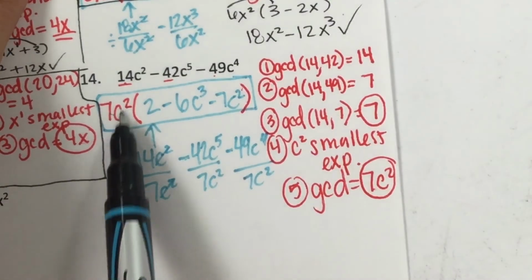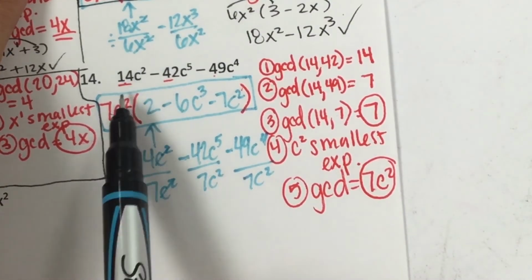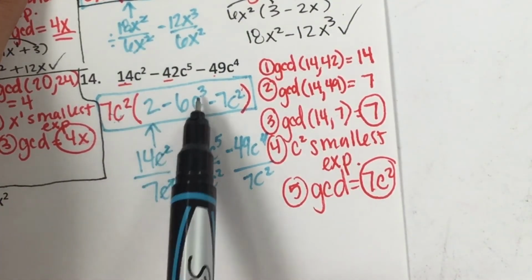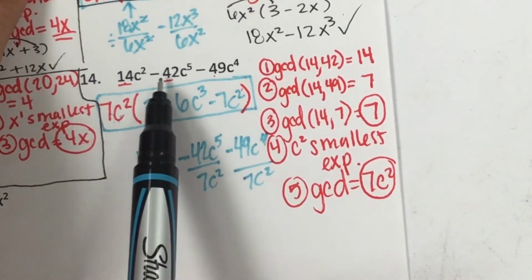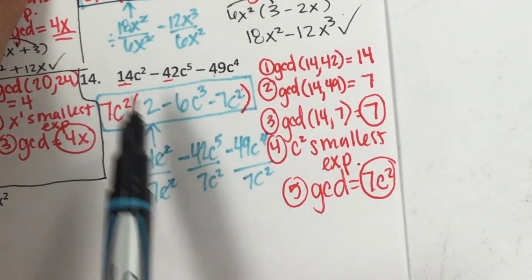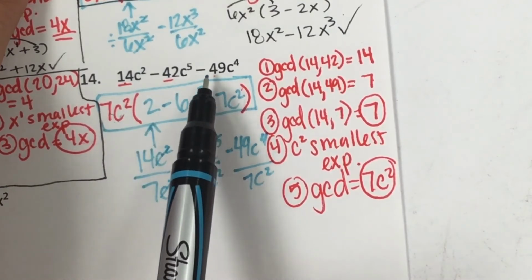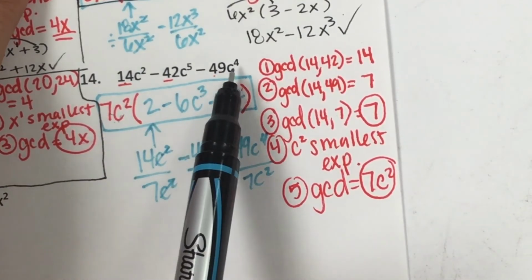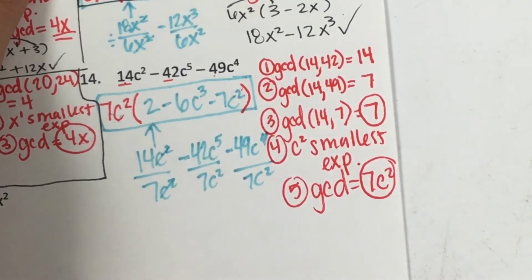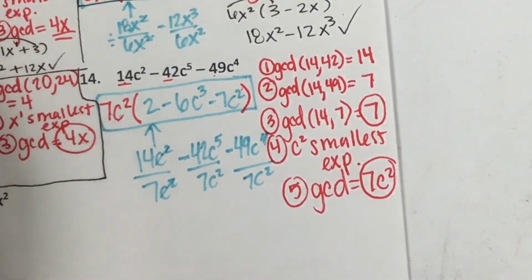You can check: 7c squared times 2 is 14c squared. 7c squared times negative 6c cubed is negative 42c to the fifth because you add your exponents. 7c squared times negative 7 is negative 49c to the fourth power because you add your exponents. So this is your final answer.